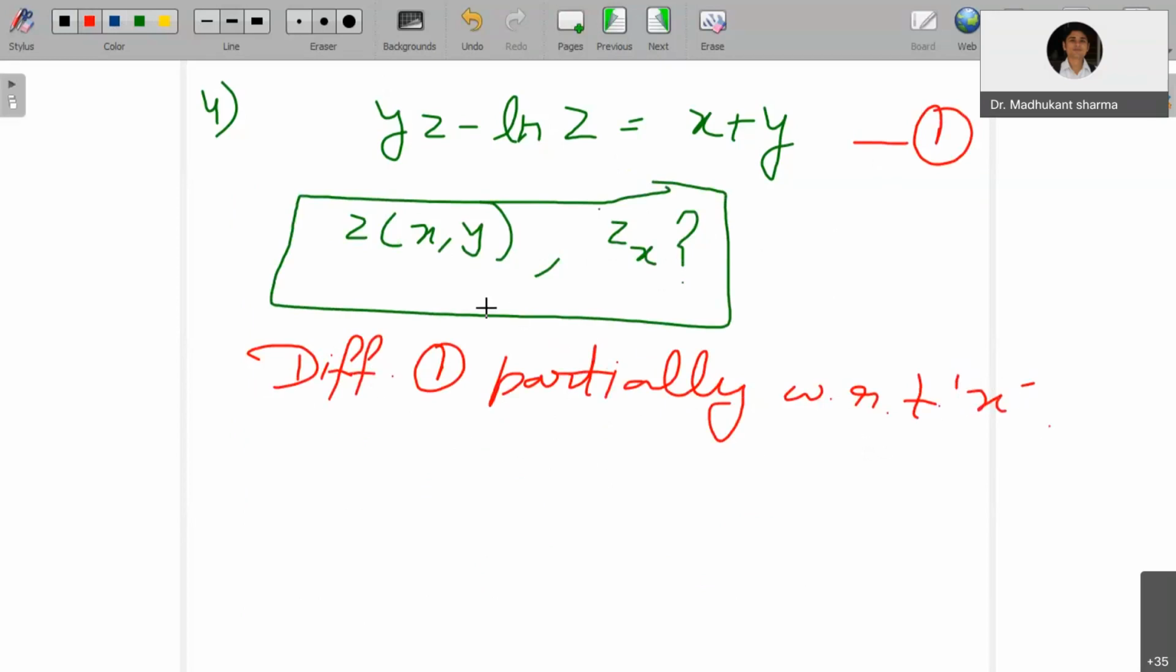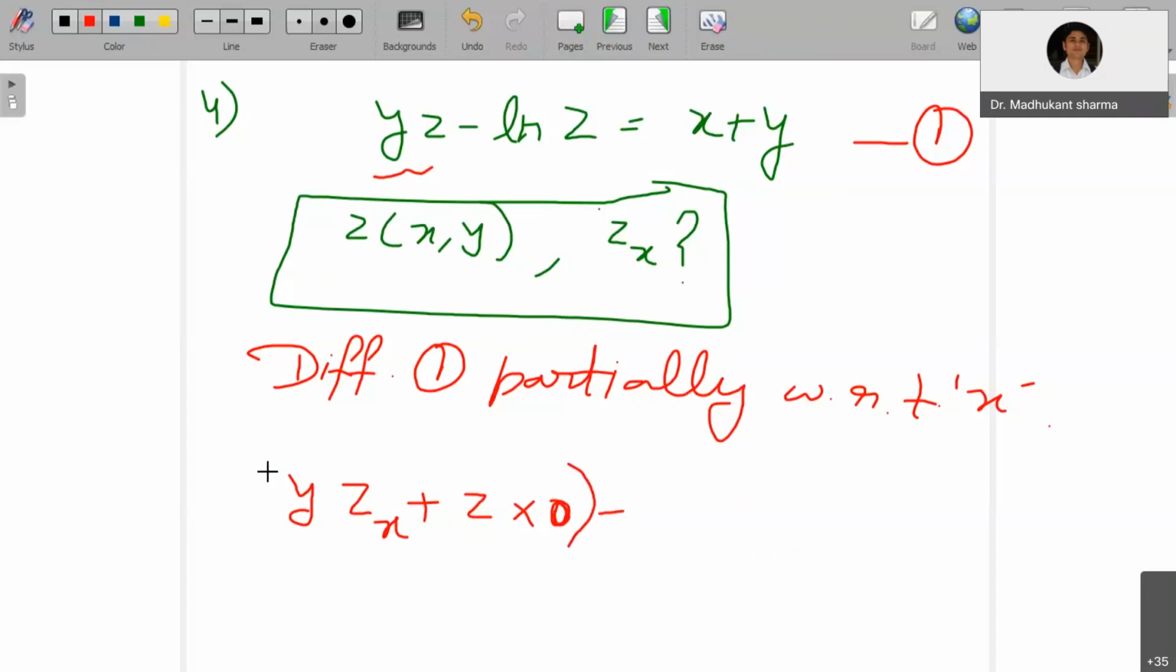The other variable, the independent variable, I'm telling you, you have to treat as a constant, not the dependent one. That must be clear to you. So here y should be treated as a constant, not z, when you're differentiating partially with respect to x. So let's take the first term. If you differentiate partially with respect to x, it is y times the derivative of z with respect to x, that is zx, plus z times the partial derivative of y with respect to x, that is 0. y is a constant whenever you're differentiating partially with respect to x.